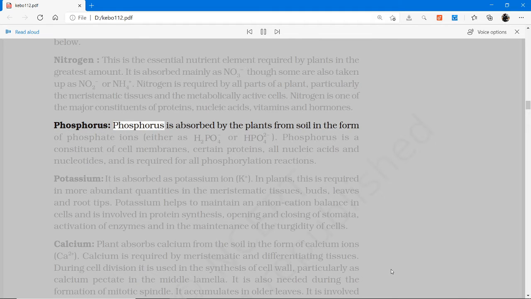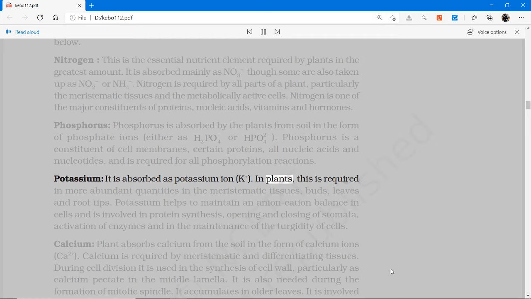Phosphorus is absorbed by the plants from soil in the form of phosphate ions, either as H2PO4⁻ or HPO4²⁻. Phosphorus is a constituent of cell membranes, certain proteins, all nucleic acids and nucleotides, and is required for all phosphorylation reactions. Potassium: it is absorbed as potassium ion, K+.